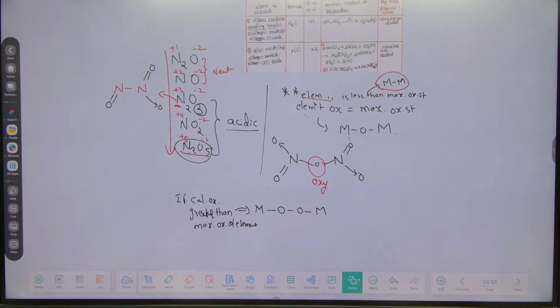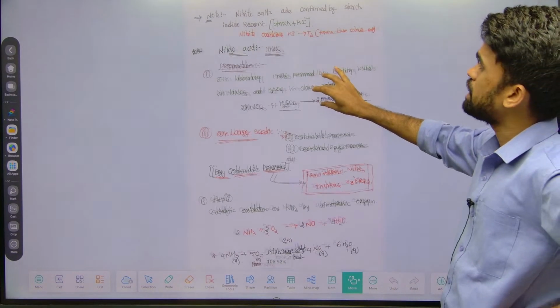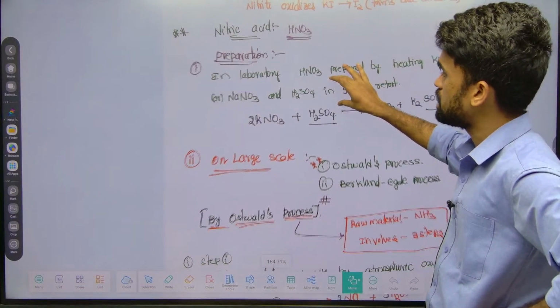So which oxides of nitrogen are neutral? Remaining all are acidic. Remember that. Okay, let's move forward. The next one, nitric acid. How can you prepare nitric acid?